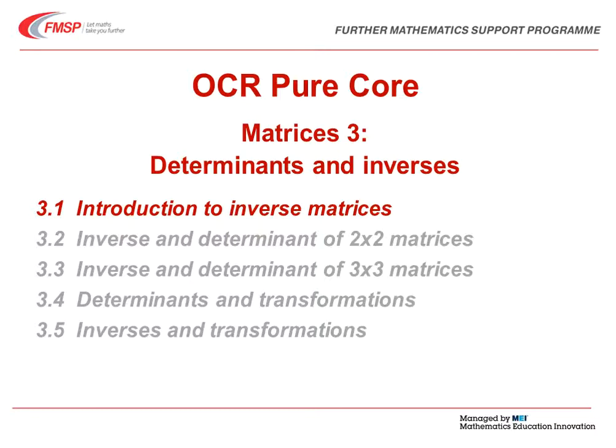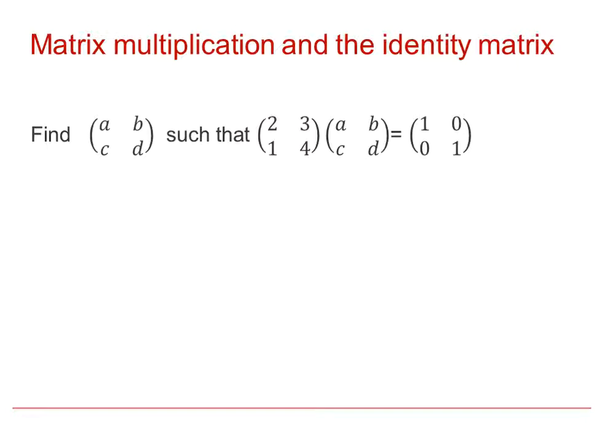Hello, this is the first video of a third Matrices series for OCR AS Core Pure Further Maths, and it gives an introduction to inverse matrices. In a previous series, we learnt how to multiply matrices and what a 2 by 2 identity matrix looks like. Here we are trying to find a matrix such that when we post-multiply a given matrix, we obtain the identity matrix as the product.